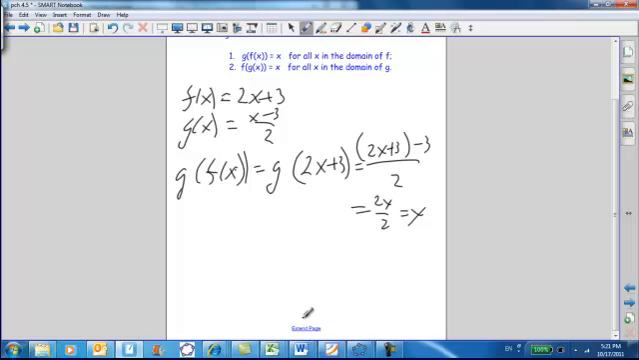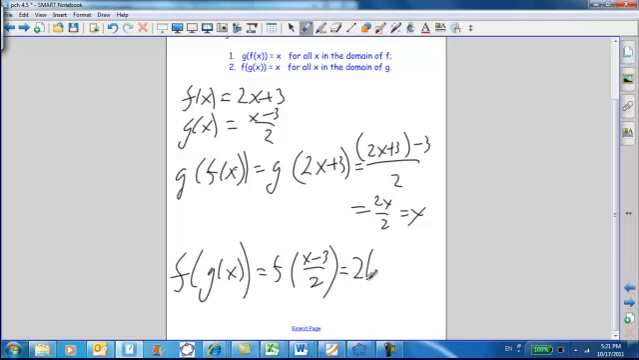You also have to check the other direction. F of g of x. F of x minus 3 over 2, which is twice x minus 3 over 2 plus 3. So that's x minus 3 plus 3, you get x. So this verifies that these two are inverse functions of each other.